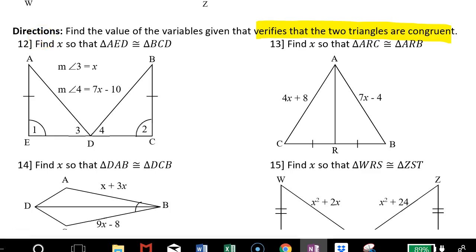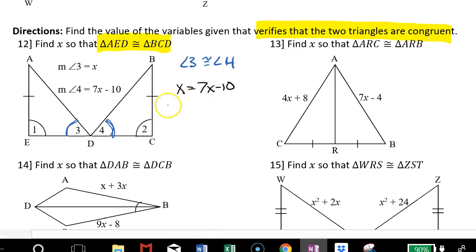So, in question number 12, given information that those triangles are congruent, specifically angle 3 is in fact congruent to angle 4. x equals 7x minus 10. We're going to solve this now. Subtract 7x from both sides, giving us negative 6x equals negative 10. Divide both sides by negative 6. x equals negative 10 over negative 6, which simplifies down to 5 over 3.